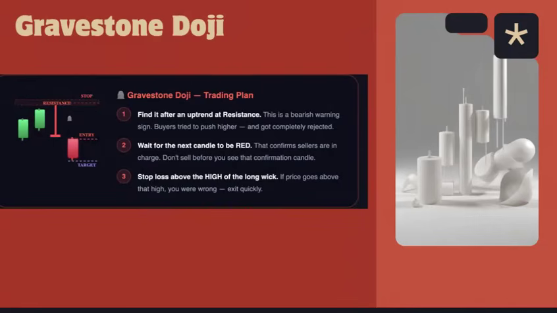Enter at the pullback on a lower time frame. Step 3, stop loss above the high of the long wick. Target is the next support level.